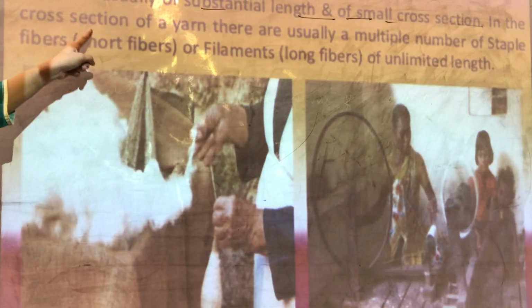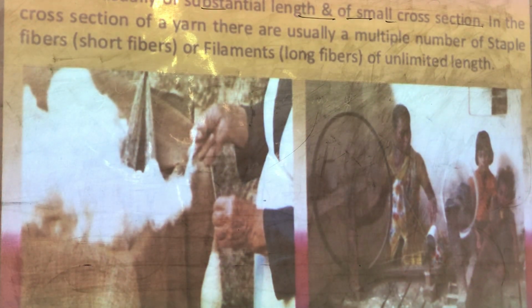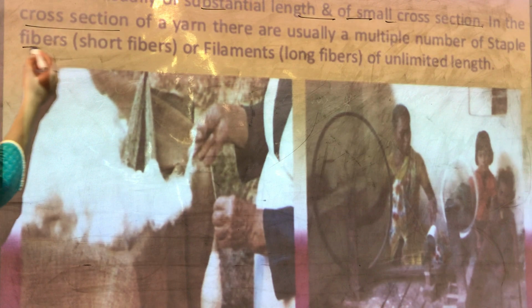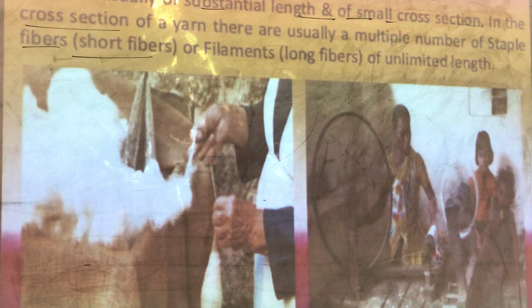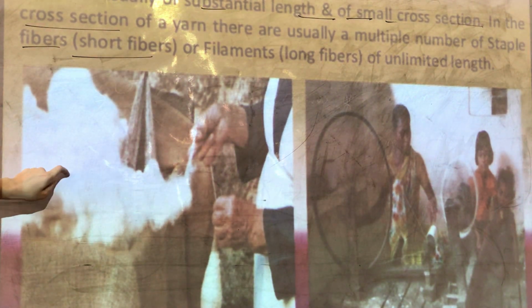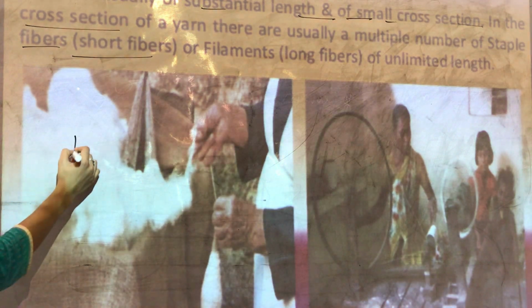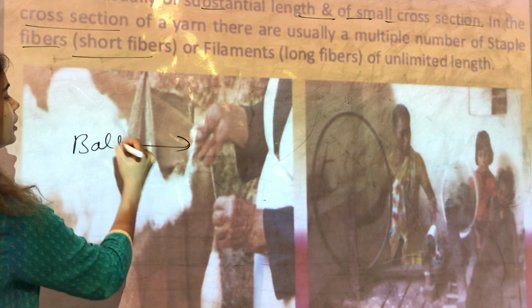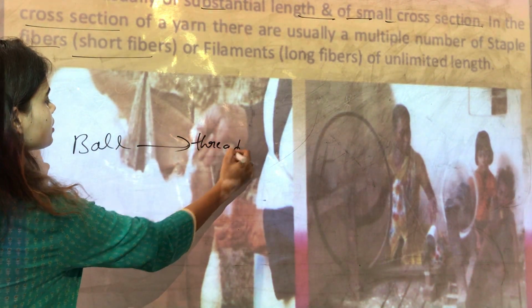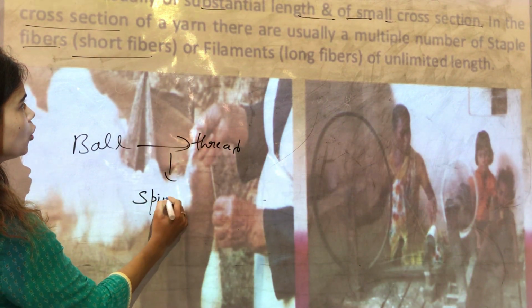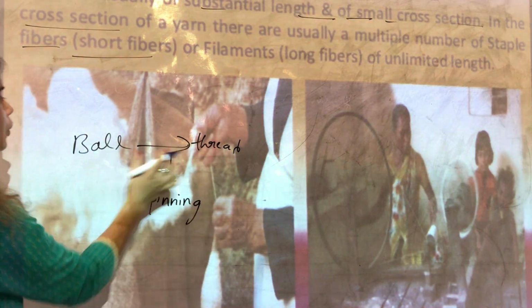A yarn is usually of substantial length and of small cross section. In the cross section of a yarn there are usually a multiple number of staple fibers, short fibers or filaments of unlimited length. We can see here, children, this is the cotton ball and it is converted into thread. This process is called spinning. I hope it is clear, children. Write it down in your notebook.